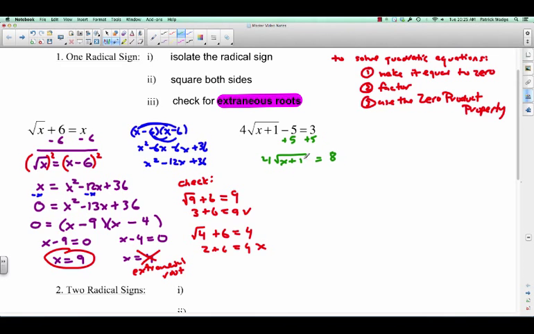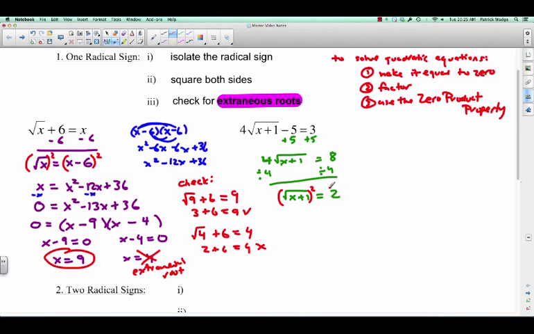What's this 4 doing to this here? Because we haven't isolated the radical sign yet. We need to isolate it. This 4 is multiplying. So let's divide both sides by 4. And you're left with the square root of x plus 1 equals 2. We've done it. We've isolated the radical sign. Now we're ready to square both sides.